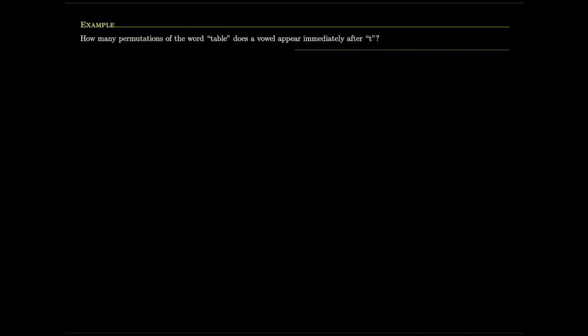Okay, so if you remember, we talked about permutations and we started solving some problems. Before going to the new lesson, let us start with some examples for warming up. So this is the example that you see here. How many permutations of the word table does a vowel appear immediately after T?